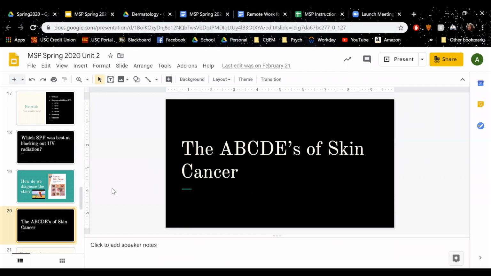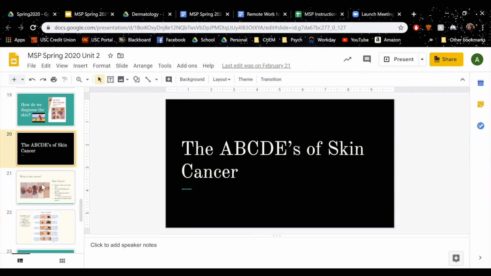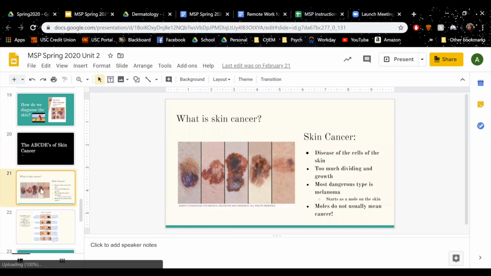So we went over the ABCDEs of skin cancer, and this is just a system that dermatologists and oncologists use to diagnose skin cancer. Before we got into the actual ABCDEs, we talked about what skin cancer is. It's a disease of the cells of the skin. Remember, we talked about cancer before. We talk about too much dividing and growth, and then introduce melanoma as the most dangerous type.